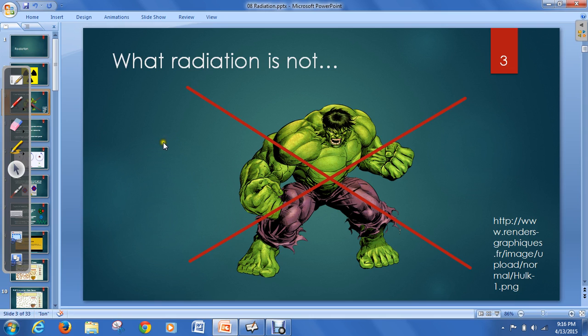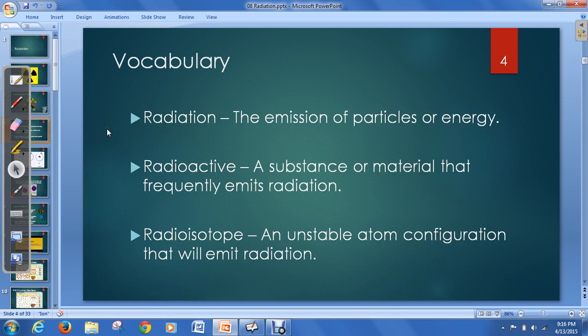So radiation isn't something that's strange or berserk or mysterious. It actually has a really simple definition. If we look at the actual definition of radiation at the most basic level, it's just the emission of particles or energy. That's all it is. Radiation is just emitting a particle or energy, basically shooting out particles or energy from an atom.